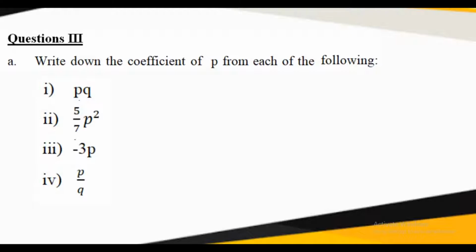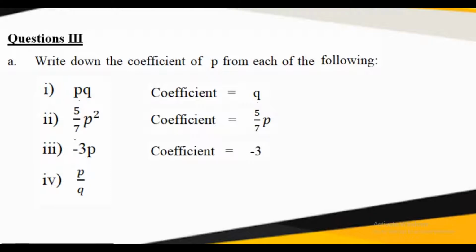The first one, pq is given. What is the coefficient of p in pq? It is q. The second one is 5 by 7 p square. The coefficient of p in 5 by 7 p square is 5 by 7 p. The coefficient of p in minus 3p is minus 3. The last one, the coefficient of p in p by q is 1 by q. There will be 2 marks for this question. Each of them carries half mark.